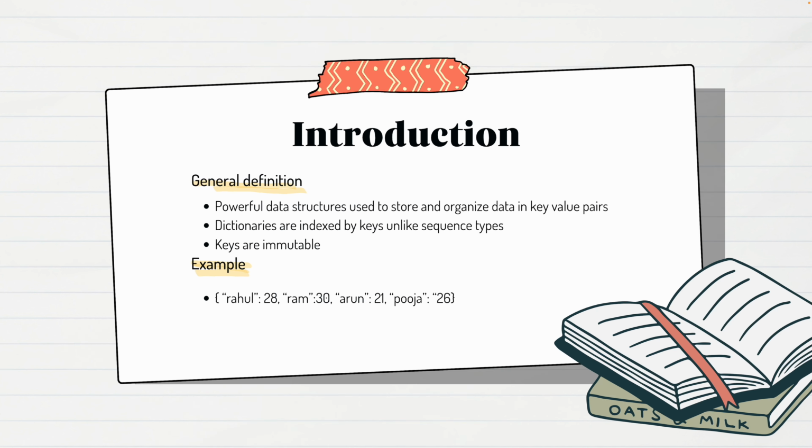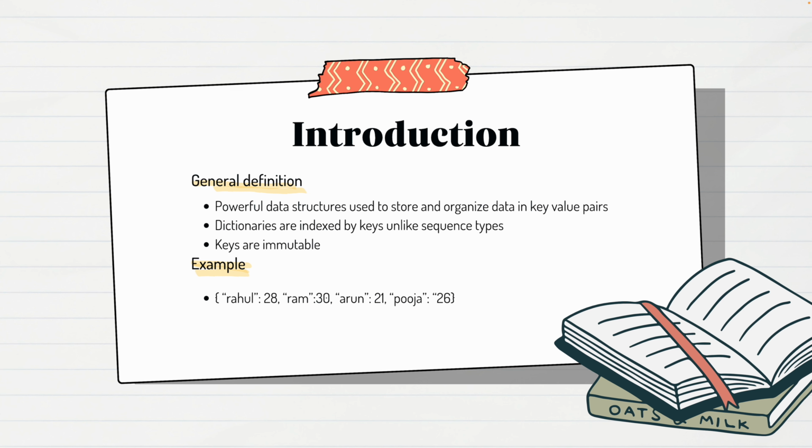What are dictionaries in Python? Imagine a real world dictionary. It has words and their corresponding definitions. In a similar way, in Python, dictionaries store key value pairs. Keys are generally immutable, and dictionaries are generally indexed by keys, unlike sequence types. In Python, we define dictionaries using curly braces, and key value pairs are generally separated by colons. Unlike lists, dictionaries are unordered, meaning items don't have a specific order in dictionaries.